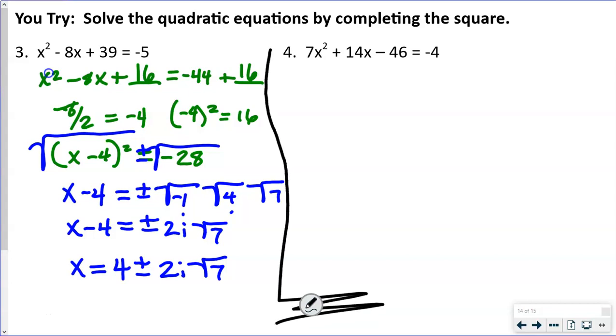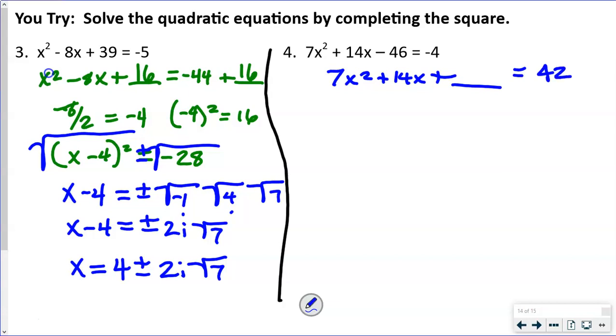So let's do this last one. Again, pause me, come back to me when you're done. All right, so this one is 7x squared plus 14x plus blank, and I'm going to move that 46 by adding it to both sides. So that's going to be negative 4 plus 46. So that's going to actually be a positive 42.